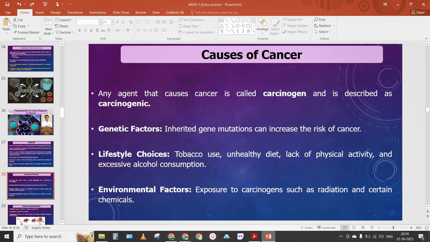Lifestyle choices also matter: tobacco use, unhealthy diet, lack of physical activity and excessive alcohol consumption. Some factors are environmental, like exposure to carcinogens such as radiation and certain chemicals. Some occupations involve this. In research, scientists also are exposed to a lot of chemicals and carcinogenic agents. So these could be considered causes of cancer.